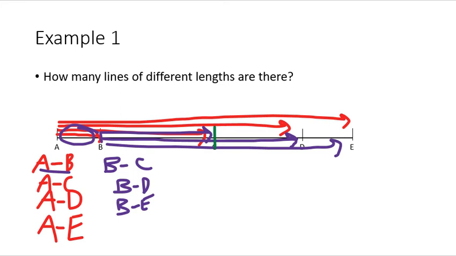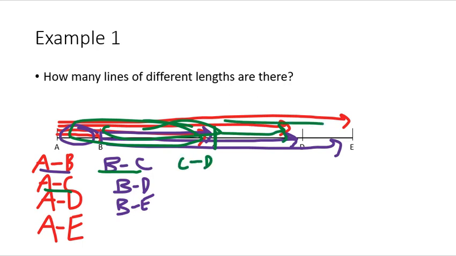Next one. Now we start at C. Now we already did C to B and C to A, right here, and right here. So then we have to start from C to D, C to D, and then from C to E. Next, the last one is from D to E. So we start from D, we go to E, D to E.